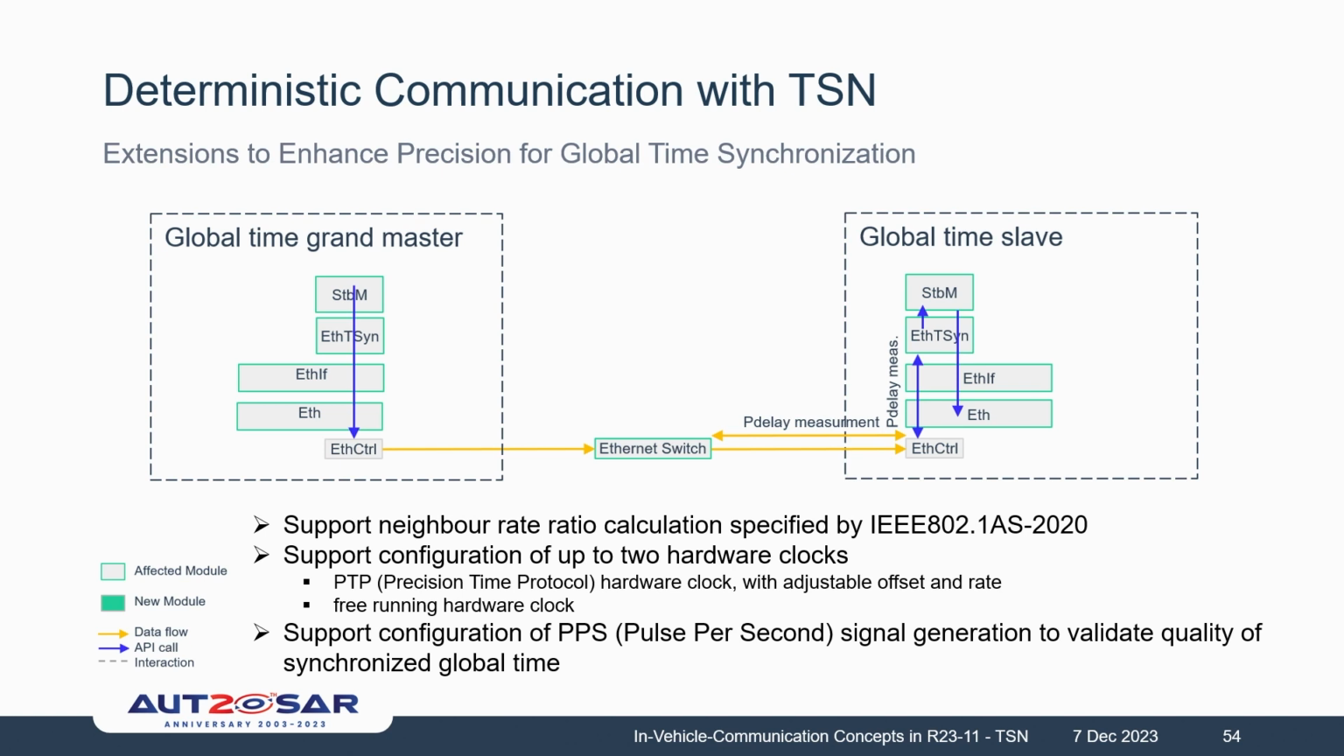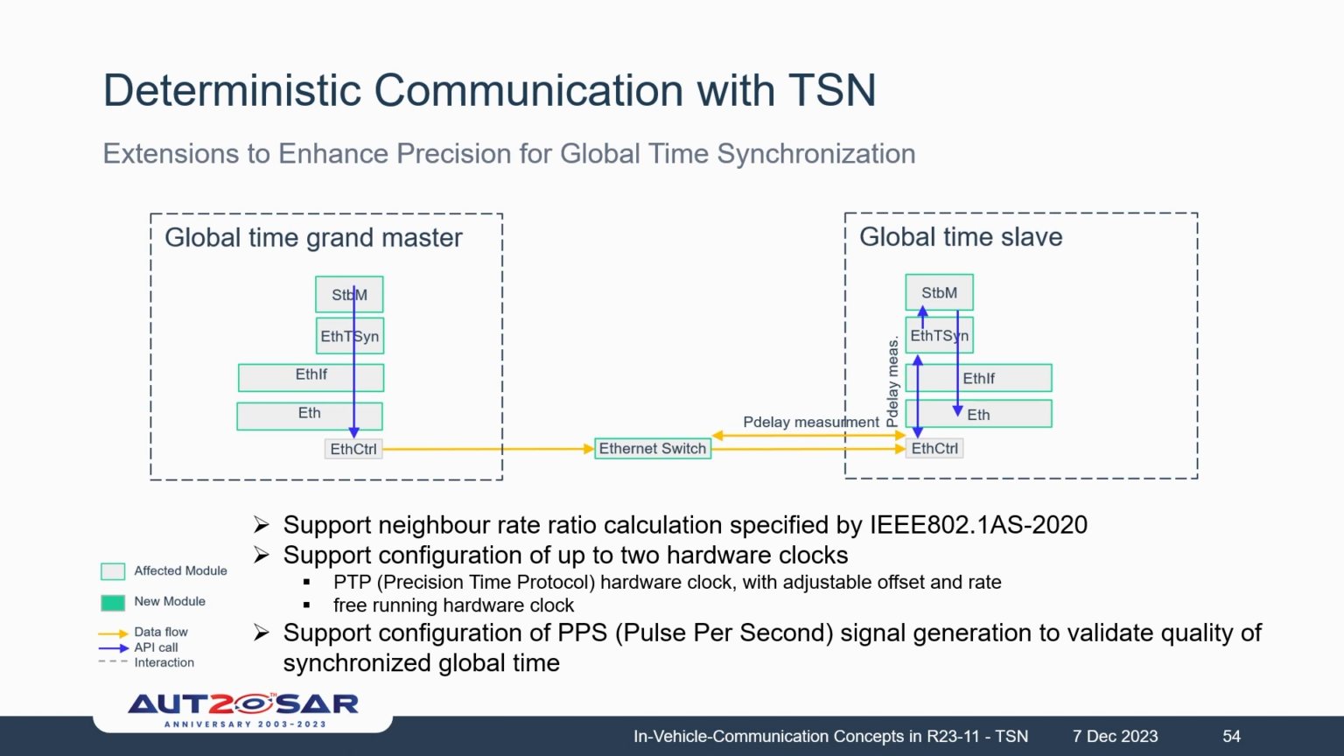Now, the Ethernet controller supports up to 2 hardware clocks to perform hardware timestamping. For timesync frames, the Ethernet driver can select the hardware clock source for timestamping, free-running hardware clock, or PTP hardware clock. This enables also multi-time domain time synchronization scenarios. The PTP hardware clock is newly introduced in AUTOSAR. The synchronized time-base manager supports rate and offset correction for a PTP hardware clock unit for more accurate time synchronization.